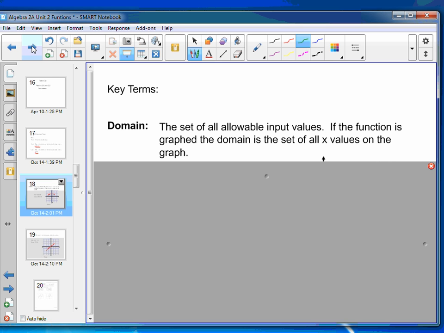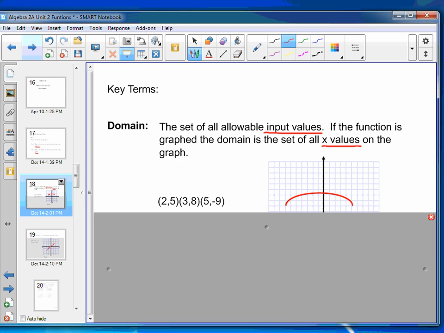All right, so the key terms, the first one is domain. What is the domain? The domain is the set of all allowable input values. If the function is graphed, the domain is the set of all x values on the graph. So we define domain, and then we're going to show how to find it in a mapping and given a graph, just like it said in our objectives at the beginning. At any time, if you need to stop this and pause it to get caught up on the notes, please do so.